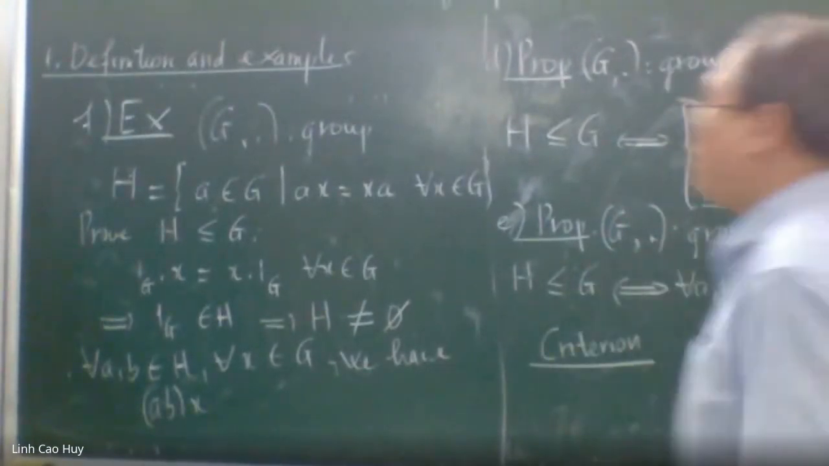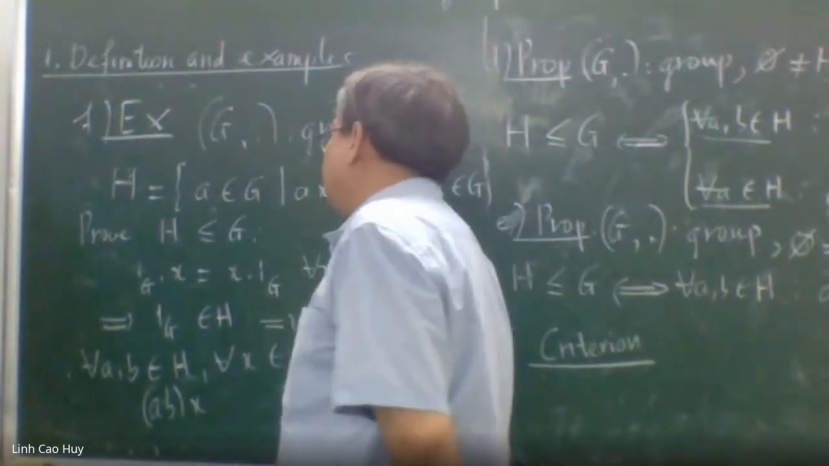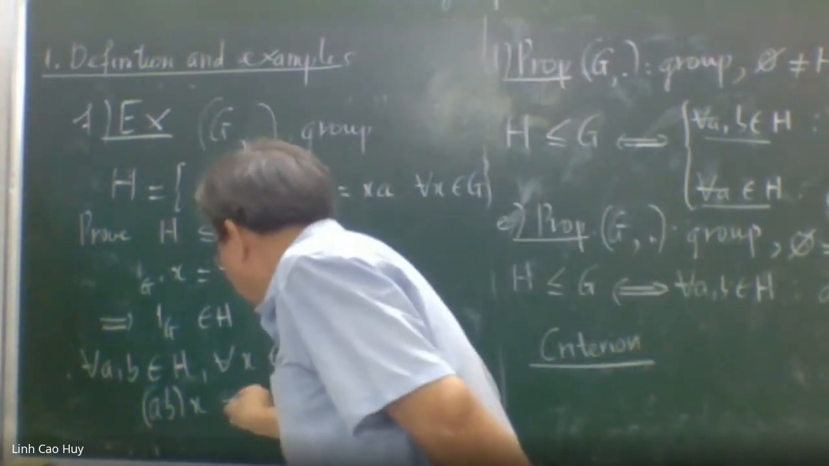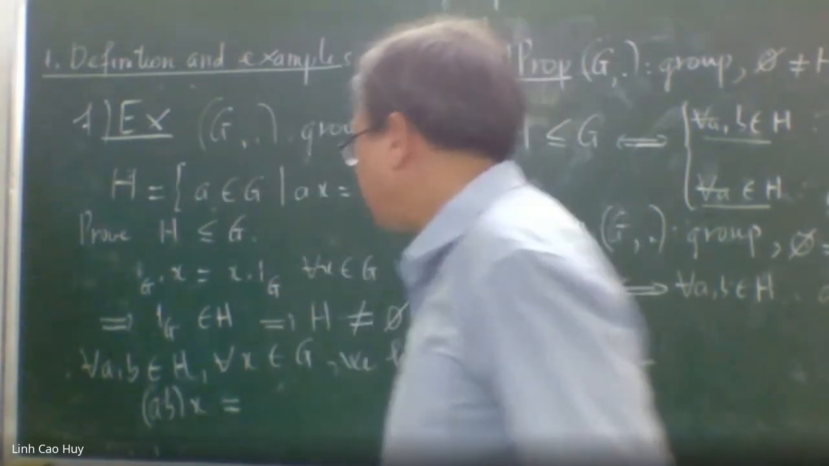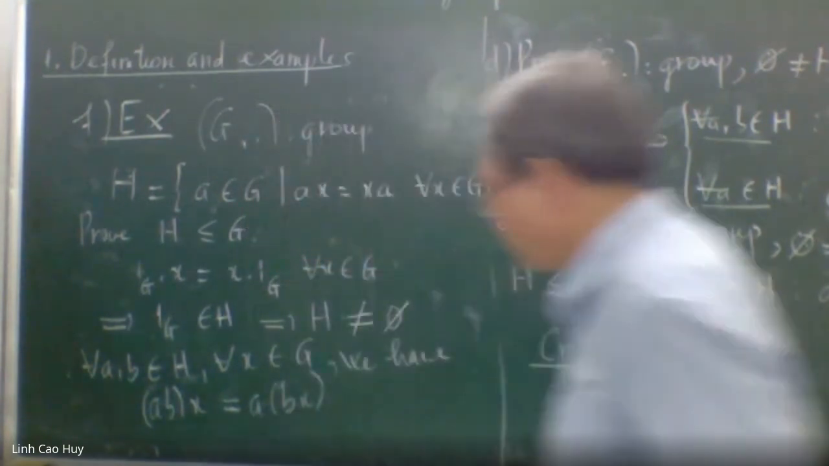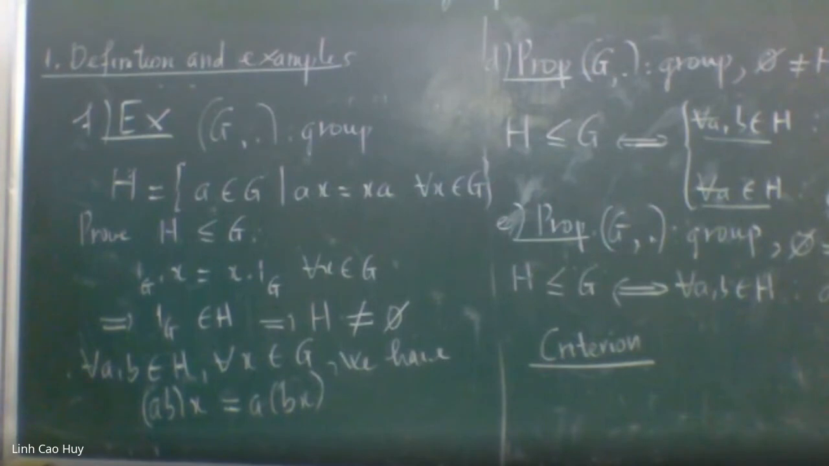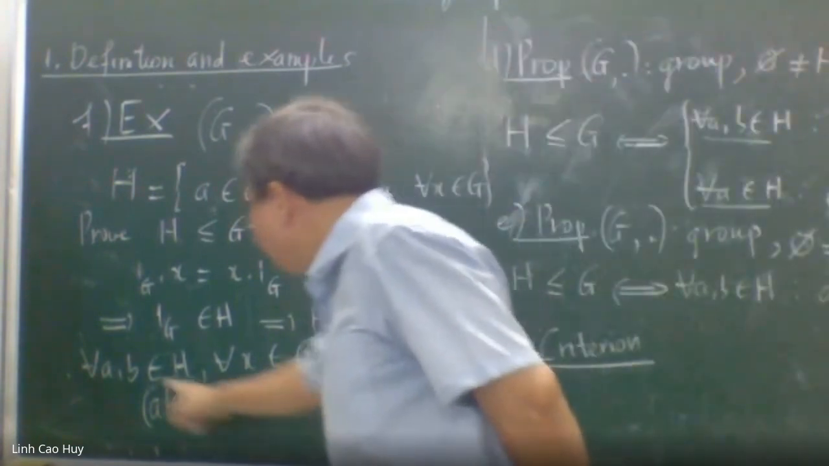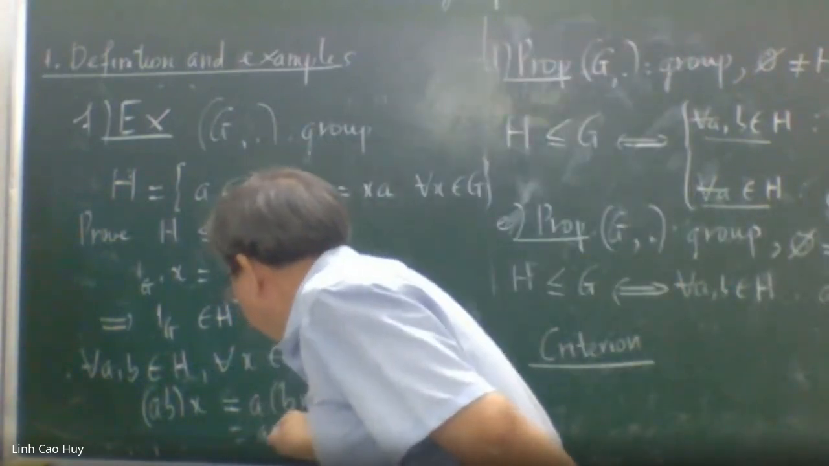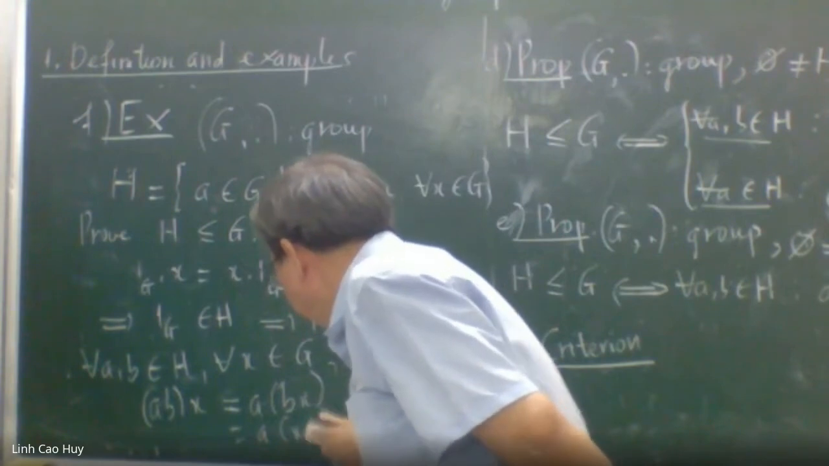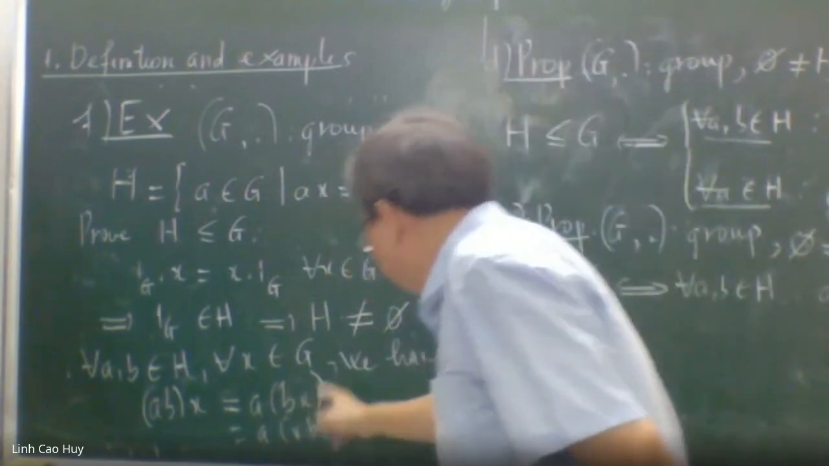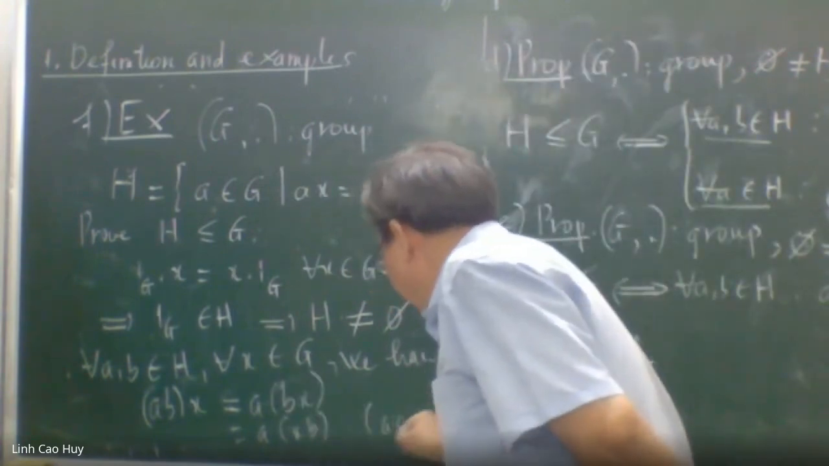But because G is a group, the multiplication satisfies the associative property. So we apply the associative property. We get A times BX. Okay? But because B is in S, BX equals XB, vì B thuộc H.